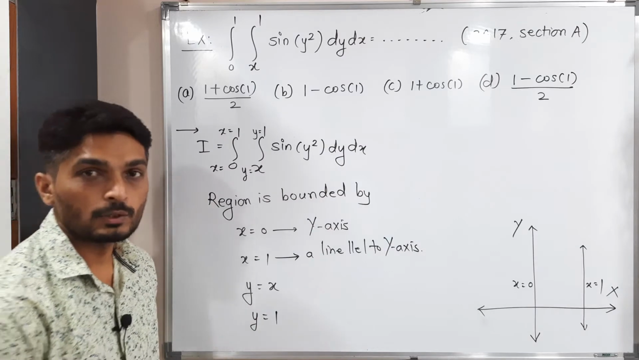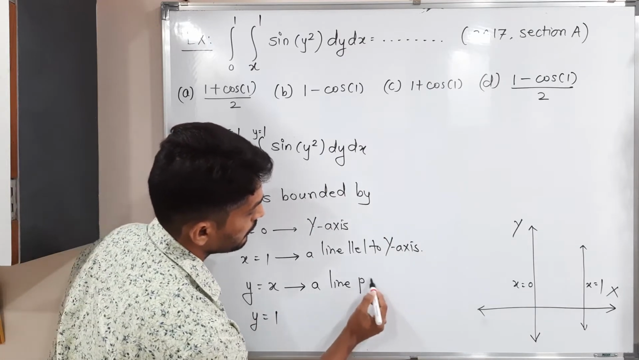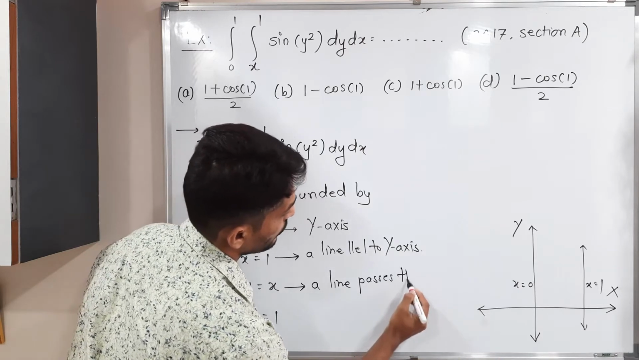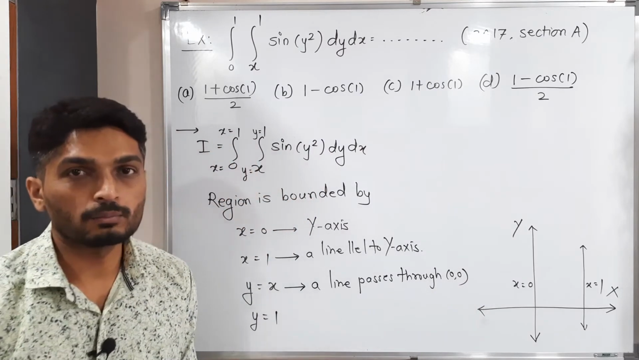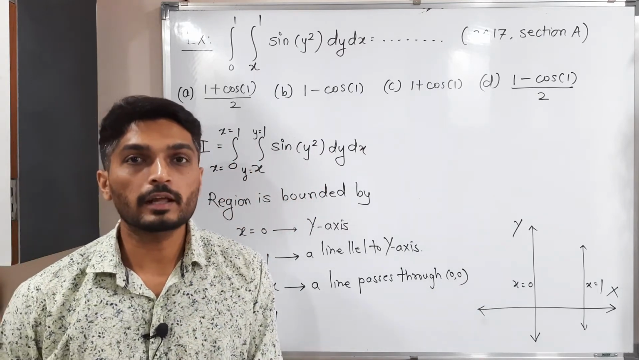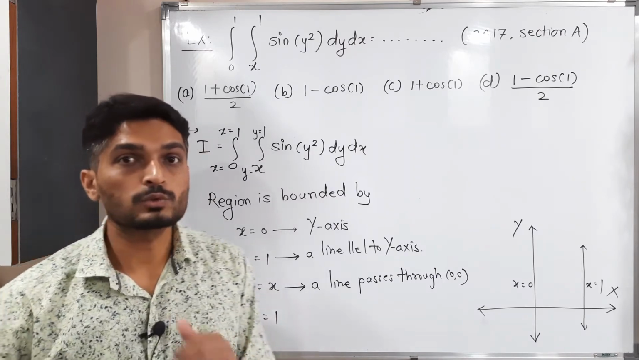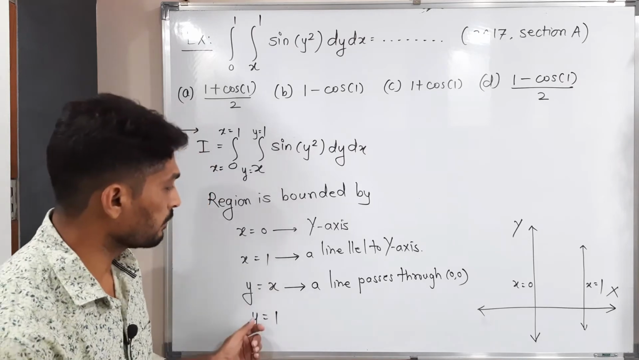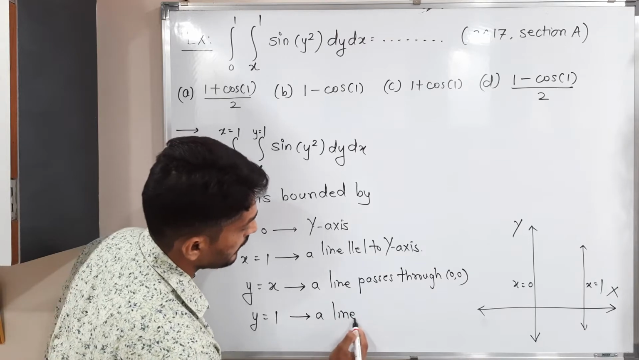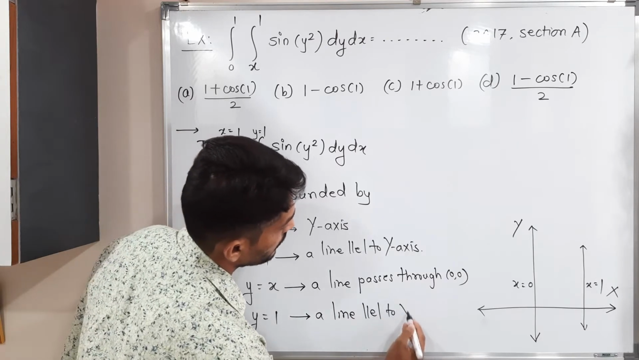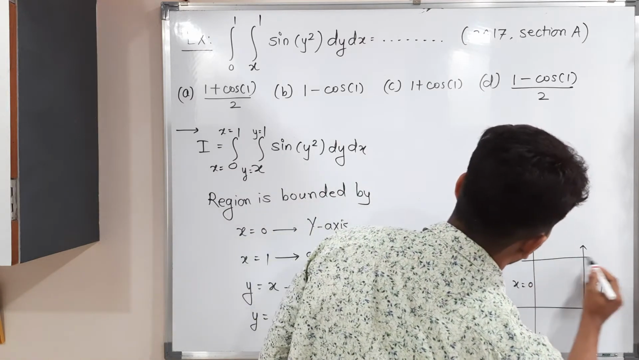Next, y is equal to x. This is a line which passes through the origin. If the power of x and y, both of them, is 1, then 101% it represents a line. Let us go further. Y is equal to 1 is again a line parallel to the x-axis which passes through y is equal to 1. That means that line will be here.